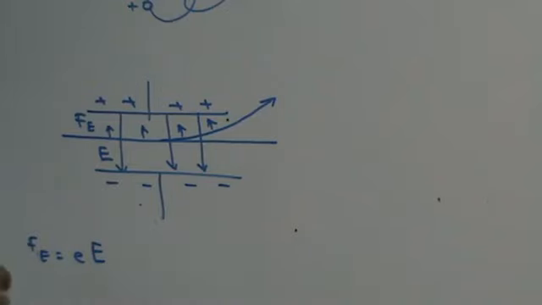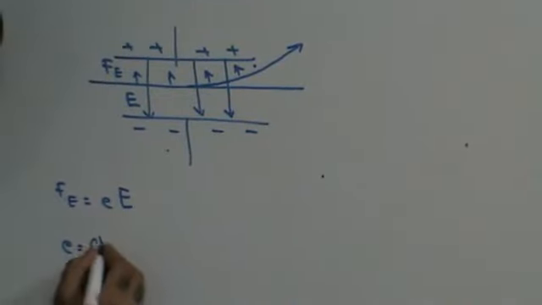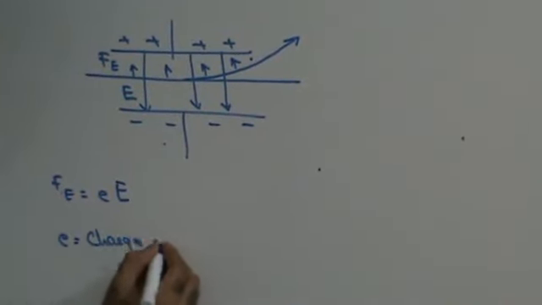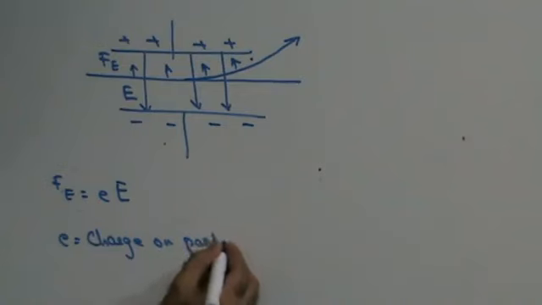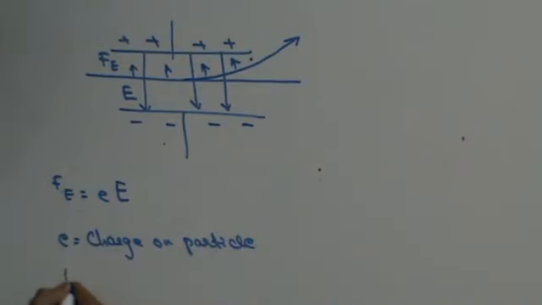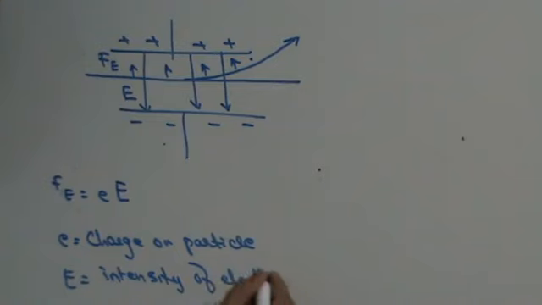Fine? Where small e is nothing but the charge on the particle and capital E is the intensity of electric field. So thus plates C and D produce an electric field that pulls the electron beam in the vertical plane, which can move the electron beam in the vertical plane.